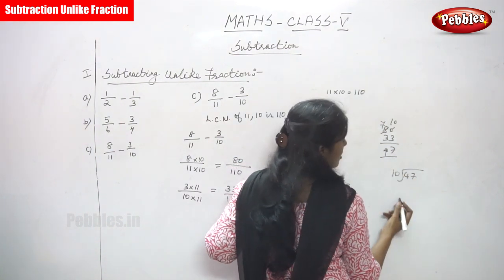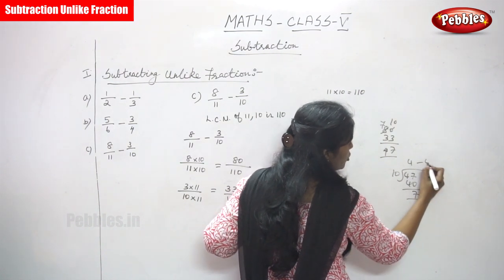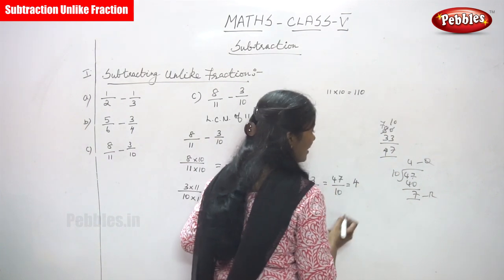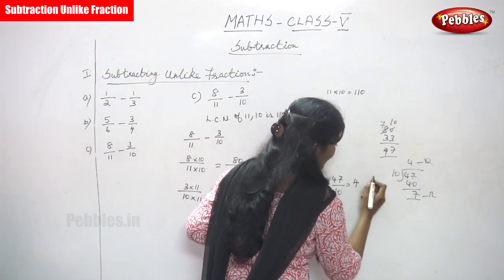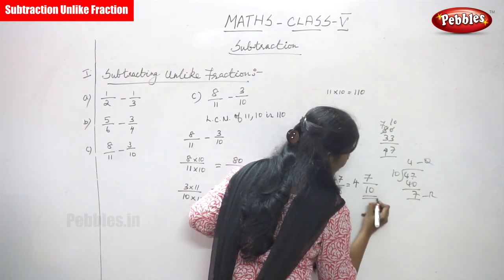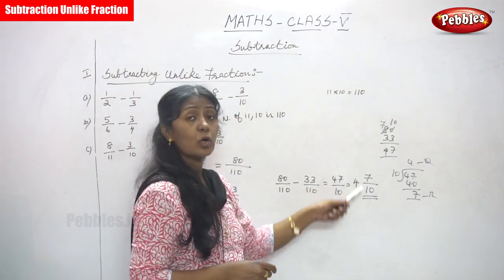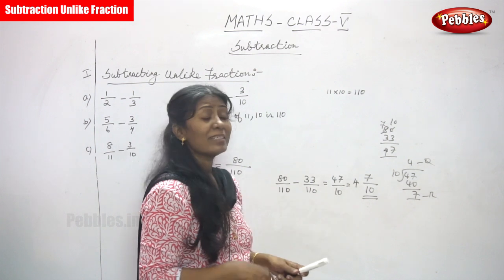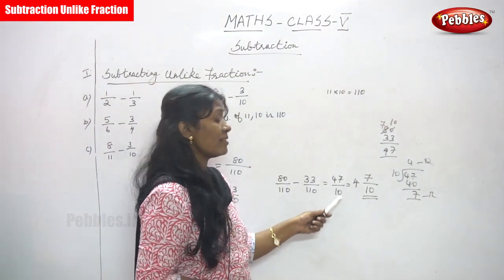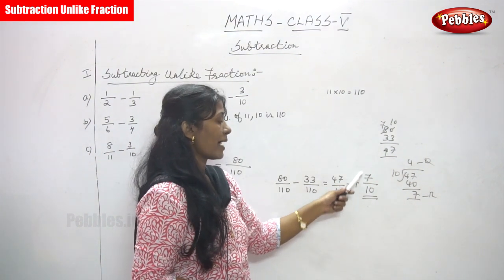Improper fraction. So 4 tens are 40, and 7 is the remainder. So 4 is the whole number, and 7 is the numerator, and 10 is the denominator. So the answer is what? 47 by 10. We have almost reached the answer, but we need the answer only in mixed fraction. So 47 divided by 10, you get the answer 4 and 7 by 10.